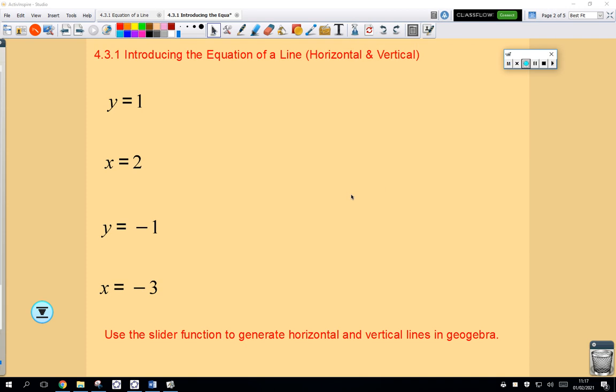Okay, so in our last lesson we looked at lines with these kinds of equations, where we had y equals a constant and x equals a constant. We saw that y equals a constant is always a horizontal line through the y-axis at that constant, whatever it is. So this would pass through the y-axis at 1, that would be that line. The y-intercept, we say, is 1. X equals 2 would be a vertical line with an x-intercept there at 2.